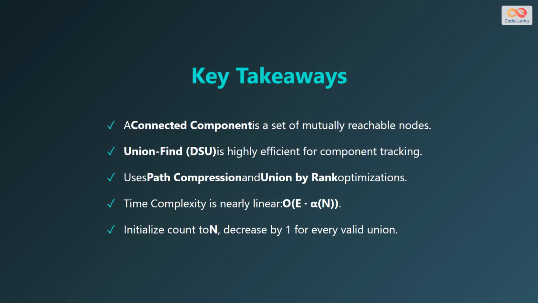To wrap up, a connected component is a set of reachable nodes. Union find is the tool of choice here, leveraging path compression and union by rank to achieve nearly linear time complexity. Remember the logic. Start with n components and subtract 1 for every successful merge.